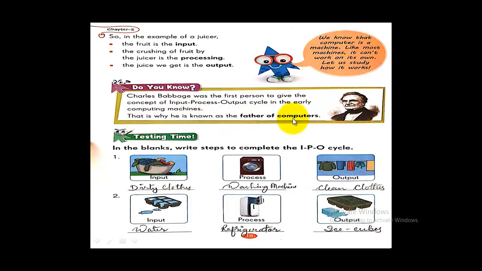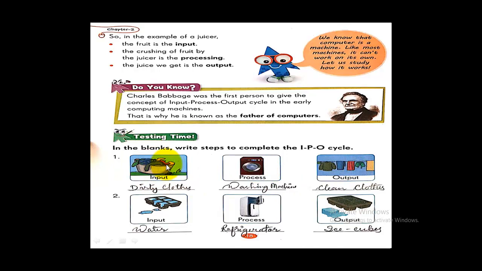Now, testing time. Exercise: fill in the blanks. Write the steps to complete the IPO cycle. Here, input, then it will process, and the output we get. Now what do we put in the input here so that it may be processed in the washing machine, and then what output we get? We have to write this.